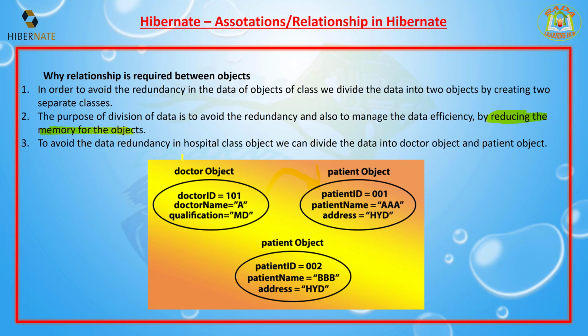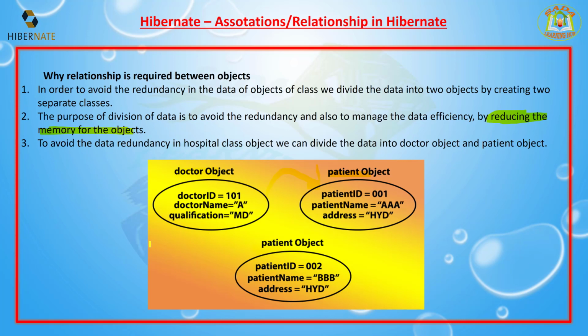If you see in the previous slide, we are creating two objects, and in the two objects the doctor data is repeating. To reduce that problem, I'm making two Pojo classes. One is the doctor Pojo class, the second is the patient Pojo class. Now in the doctor Pojo class the data is not repeating, because I create it one time and assign it to the patient by putting the relationship. To avoid data redundancy in the hospital class object, we divide the data into doctor and patient objects.